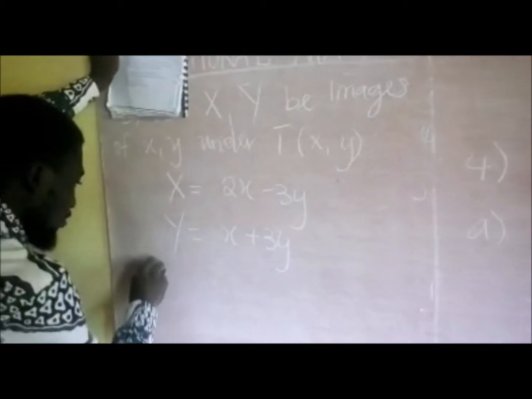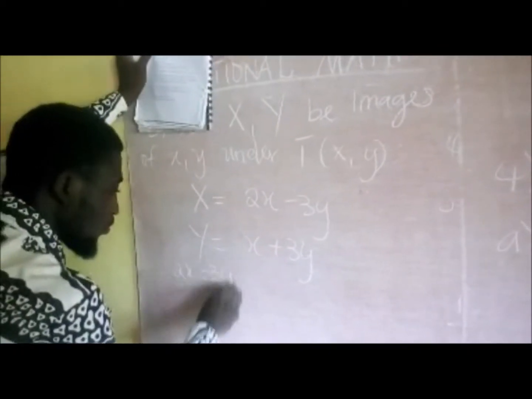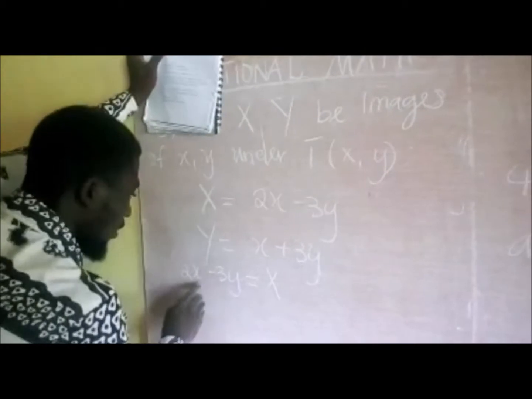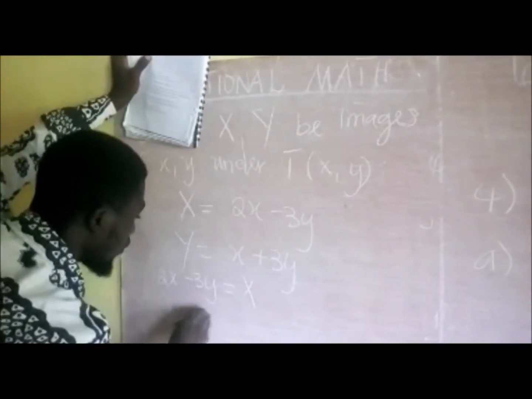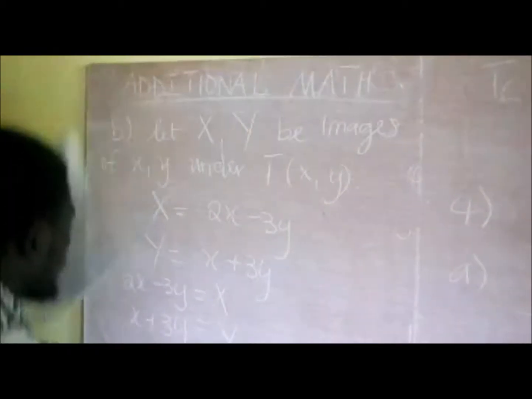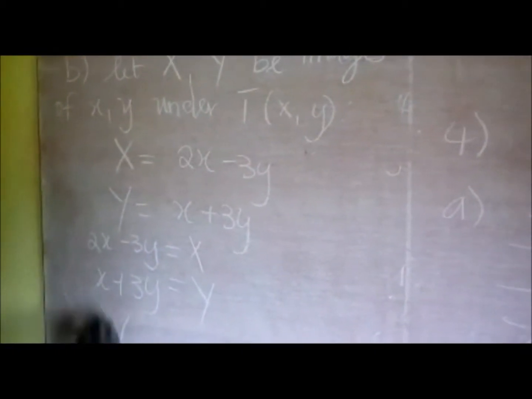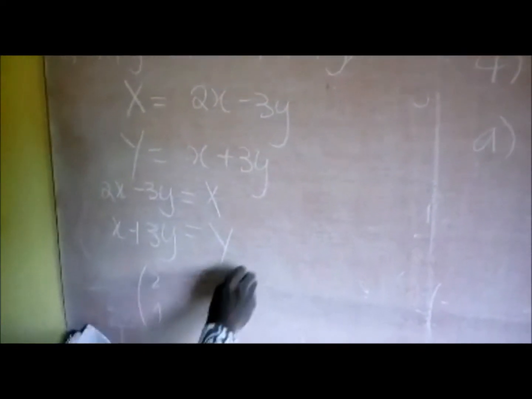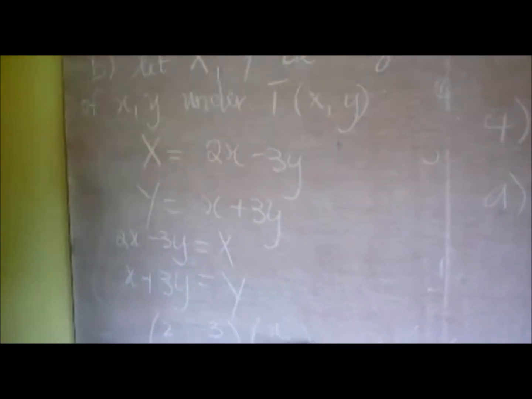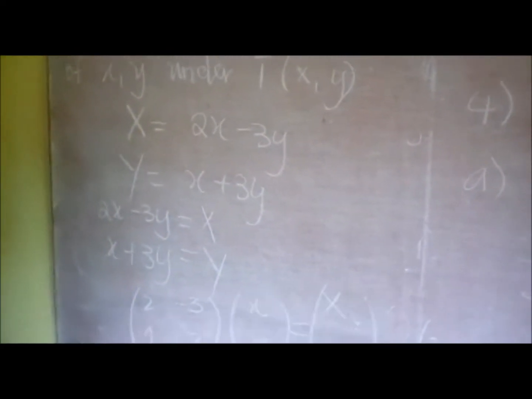So we see we can make this a matrix in matrix form. I still write it in this way: capital X and capital Y, where x plus 3y equals capital Y. So you see that I can write in this form, where I take only the coefficients. I'm going to have 2, 1, negative 3, 3, times x, y equals capital X, capital Y. So the matrix M, the 2 by 2 matrix M, is given by 2, 1, negative 3, and 3. That's the matrix we're being asked to look for.